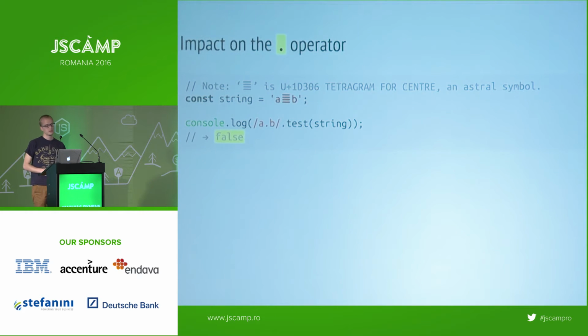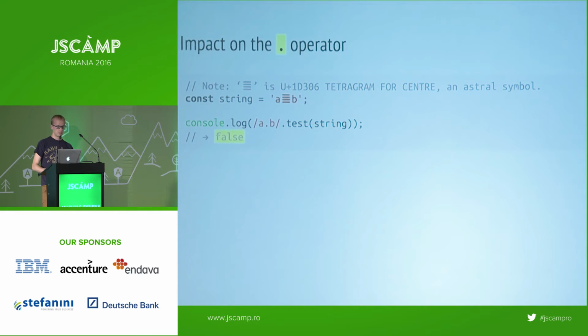Now, without the u flag, the dot operator in a regular expression matches only BMP symbols, except for line terminators. So if you try a regular expression like a.b and try to match the string 'a', a tetragram for centre, 'b', it won't match, because apparently the tetragram symbol is an astral symbol, and JavaScript considers that to be two separate individual surrogate halves, which is not what you would expect, right?